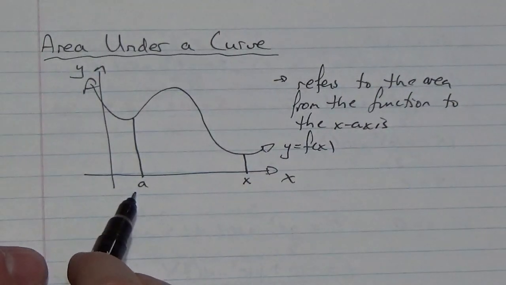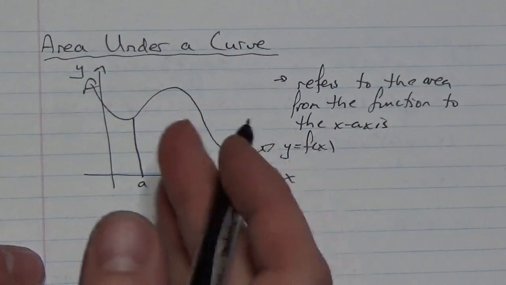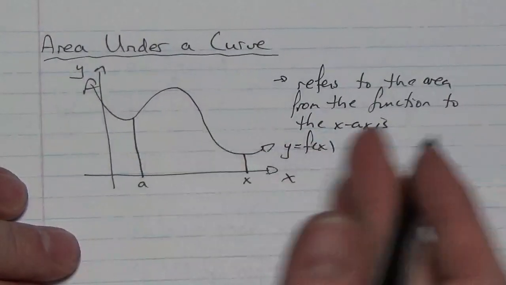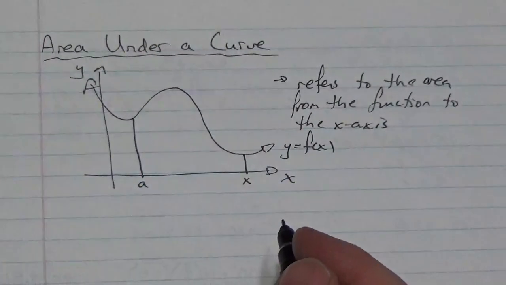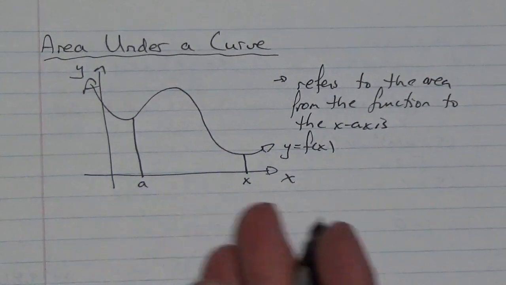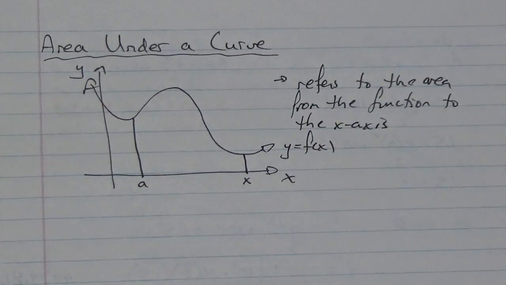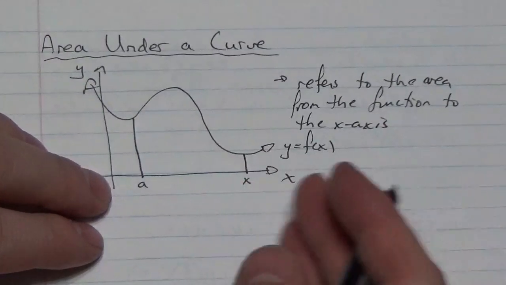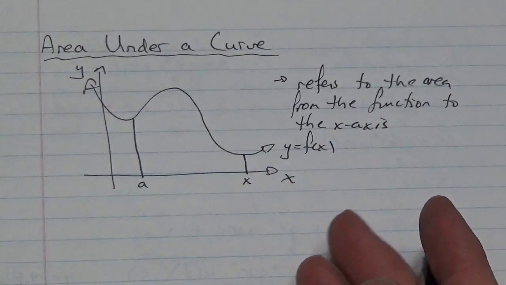Now remember, a is going to be a constant, x is going to be the variable part. So I'm just going to move this around here. I've got a little bit of freedom to adjust this. And what I'm going to do is come up with another function that will give me the area under the curve, no matter where I put my x here. That's kind of my goal here.